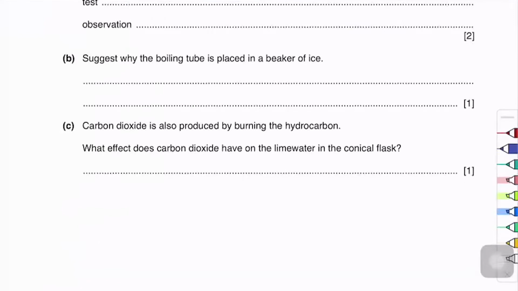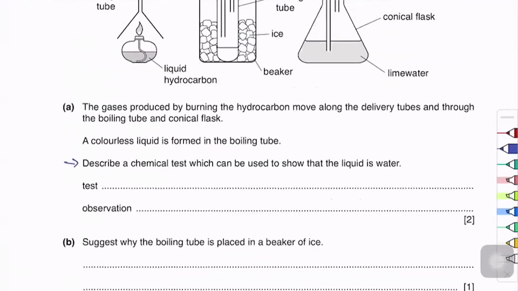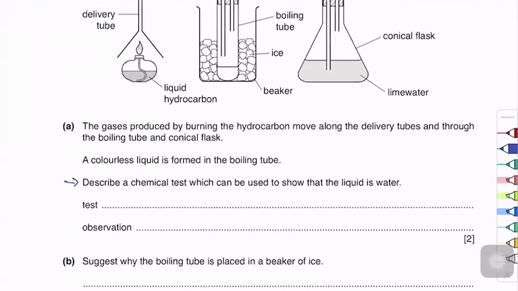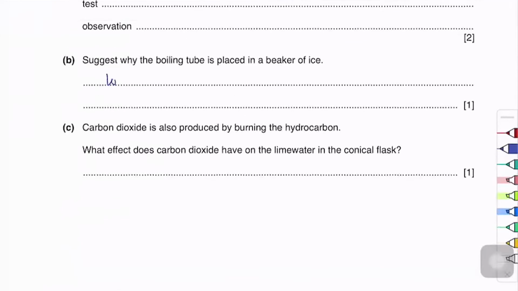Suggest why the boiling tube is placed in a beaker of ice. I'm getting water and carbon dioxide, right? So I'm assuming it's there to cool the water, because carbon dioxide can't be cooled with ice to become something else. It's only water that's going to form that liquid. So it is going to cool the water vapor, because you don't want water vapor to go into the lime water. Carbon dioxide is also produced by burning the hydrocarbon. What effect does carbon dioxide have on lime water? It turns it milky.